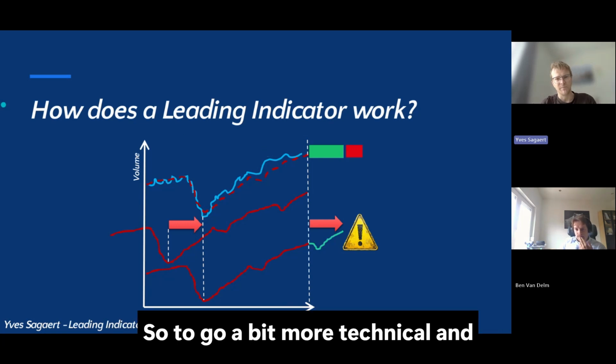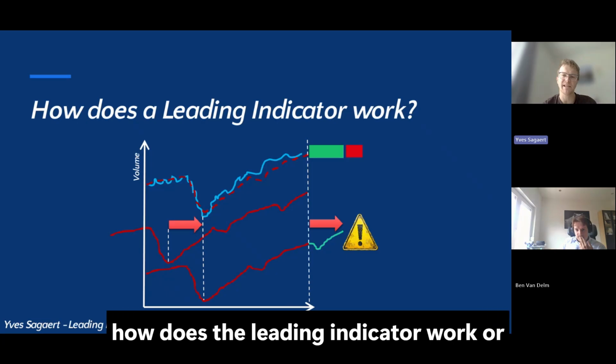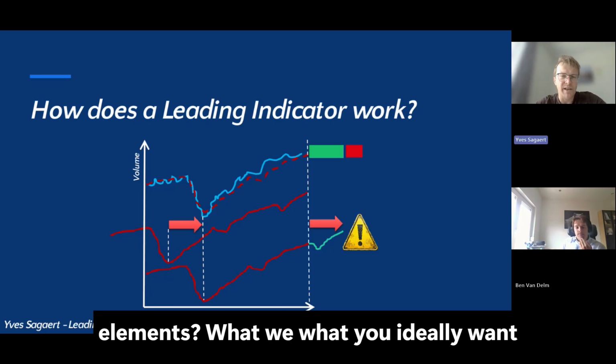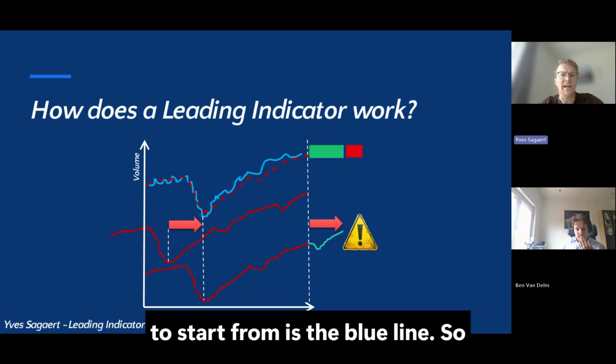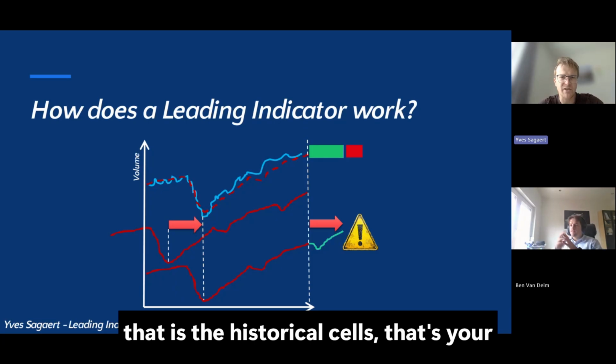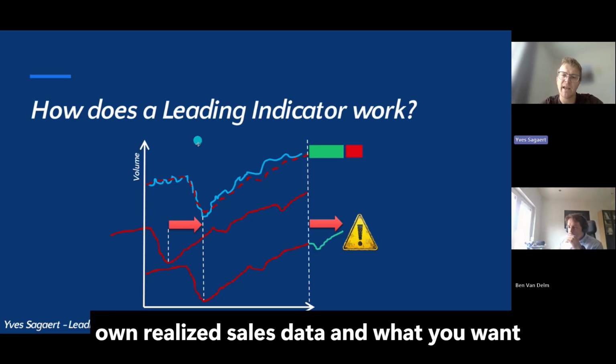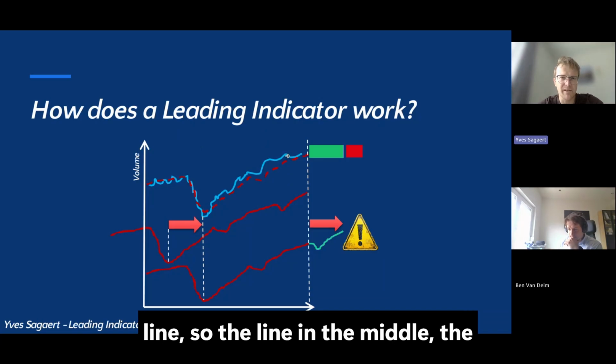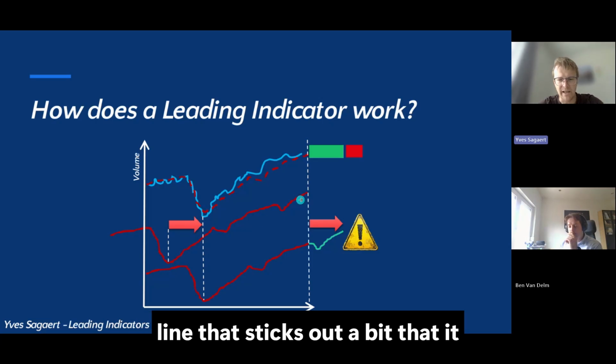To go a bit more technical, how does the leading indicator work, or how do you model these elements? What you ideally want to start from is the blue line. That is the historical sales, your own realized sales data. And what you want to pair with that is the red line, the line in the middle, the line that sticks out a bit. That would be our leading indicator.